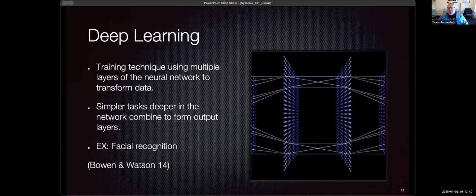Another part of the training technique for these neural networks is deep learning. That makes use of multiple layers of the neural network to transform data. Simpler tasks are deeper in the network and combine to form output layers that are more complex. An example of this is facial recognition, where the simpler task would be to recognize what groups of pixels are faces, and then the more complicated task, match features to known faces.